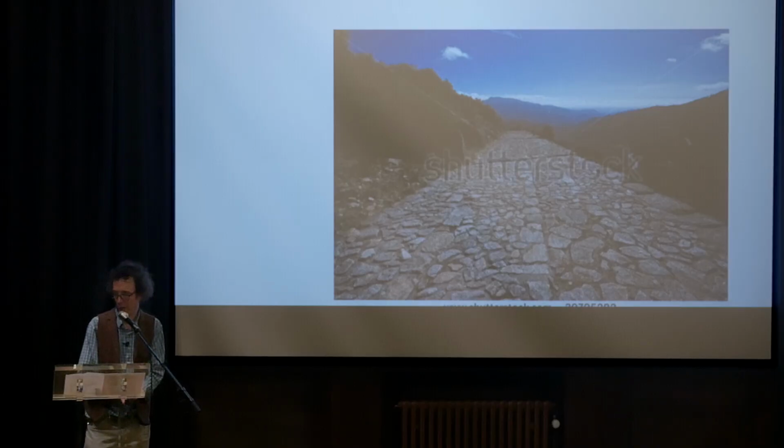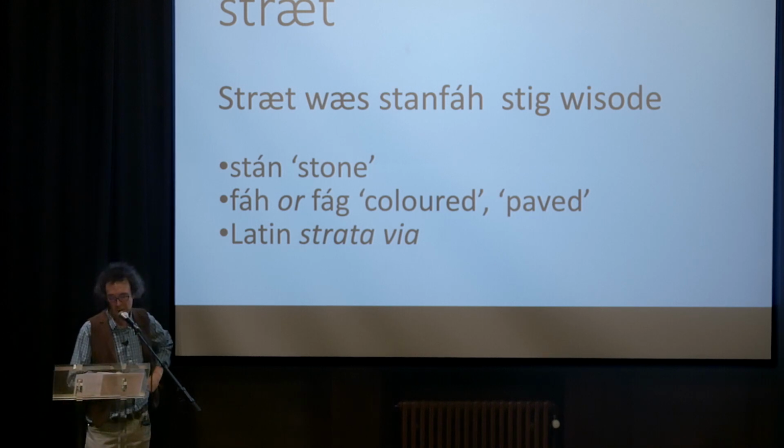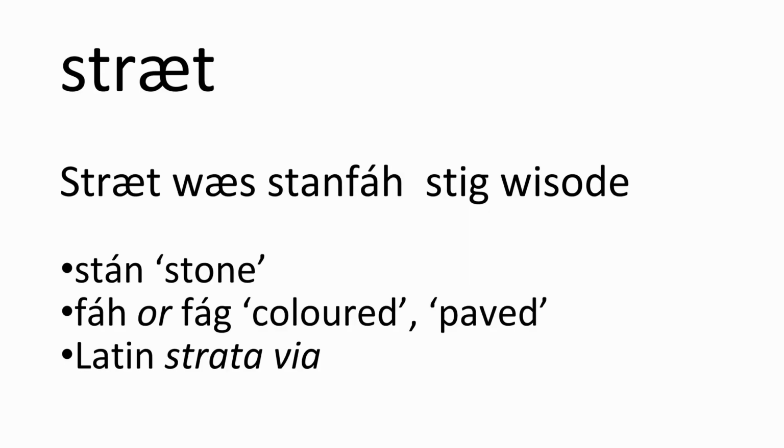But the names of the old Roman roads, what have we got? Watling Street. I can't think of any. My names of Roman roads have gone out of my head right now. But they tend to be called street and have been over the centuries. And this is how people got around in medieval England, really, using what the Romans had provided for them. There is a line in Beowulf: straet wæs stanfah, the street was paved with stone. Path led the men.